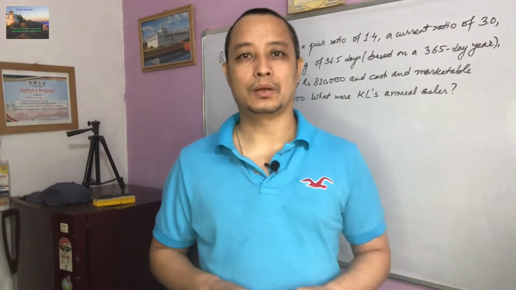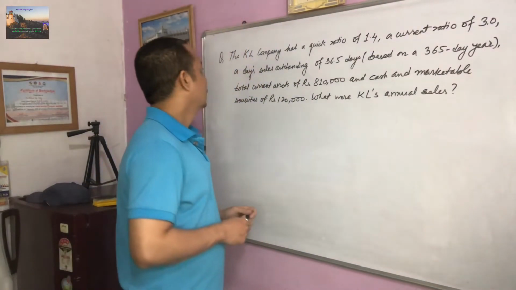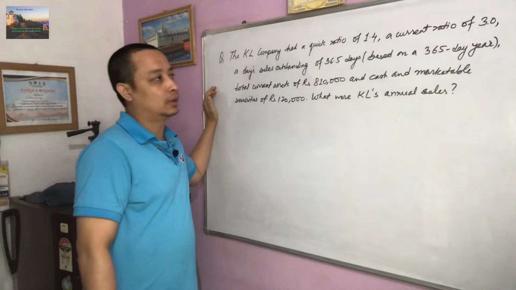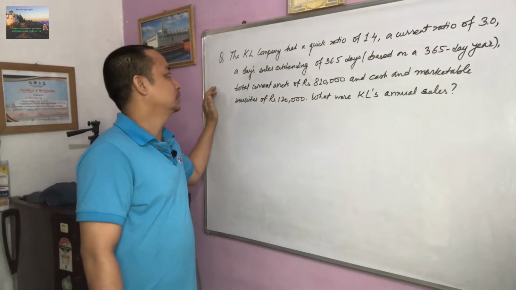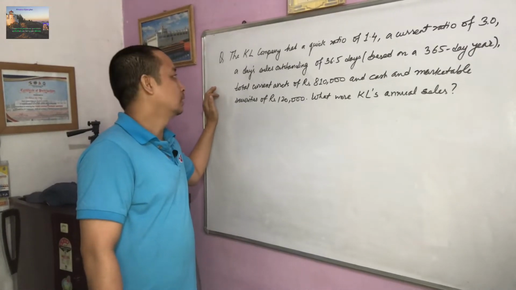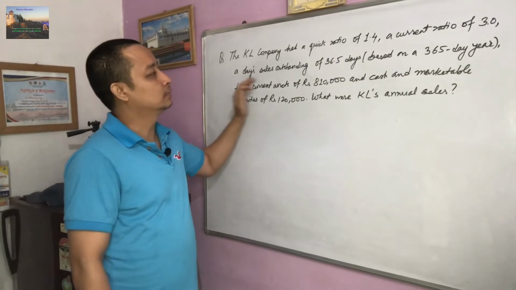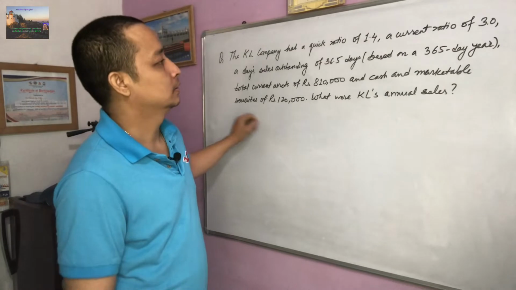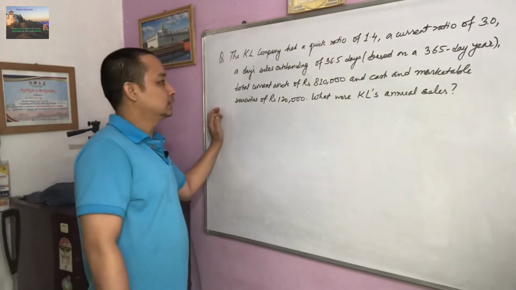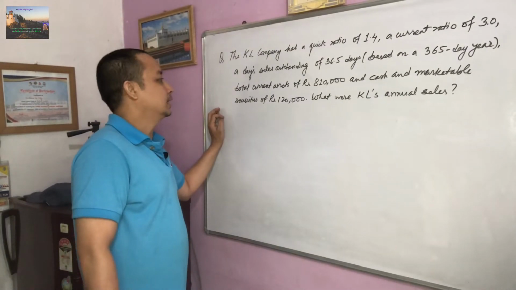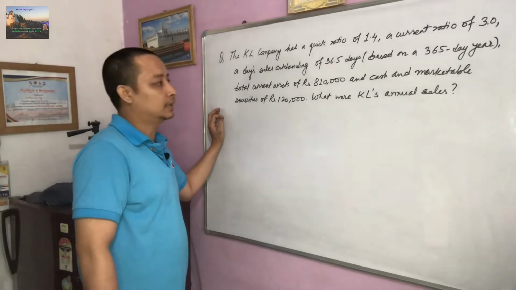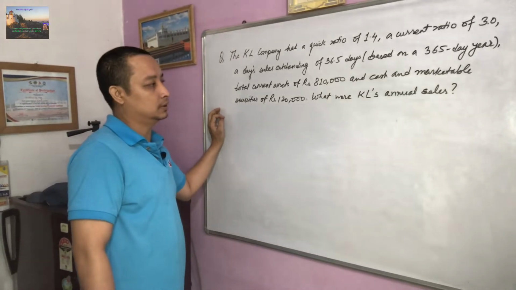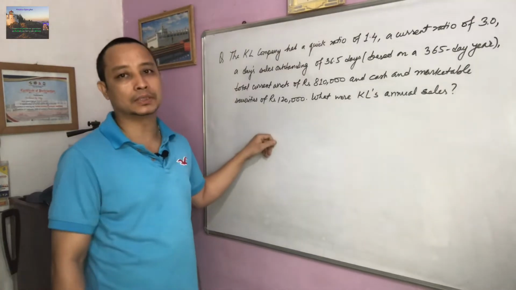And let's see the problem. The KL company had a quick ratio of 1.4 and a current ratio of 3.0. Days sales outstanding of 36.5 days based on a 365 days year. Total current asset of rupees 8,10,000, cash and marketable security of rupees 1,20,000. What were KL's annual sales?